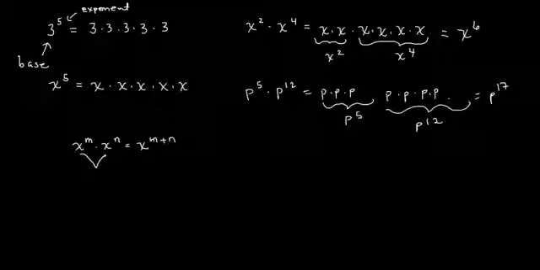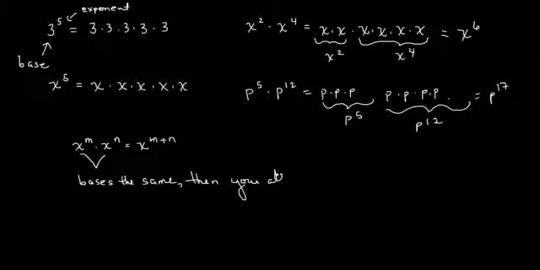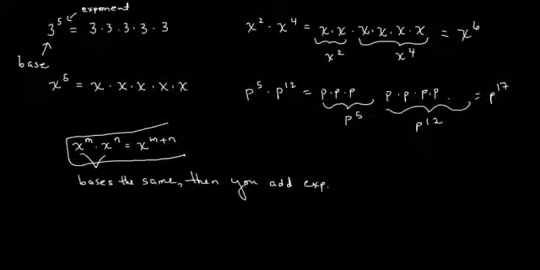So if the bases are the same, and you're multiplying, then you add exponents. You add exponents. That's the main thing we're going to learn today right here. If you are multiplying, bases are the same, you add your exponents. So let's try a couple examples.